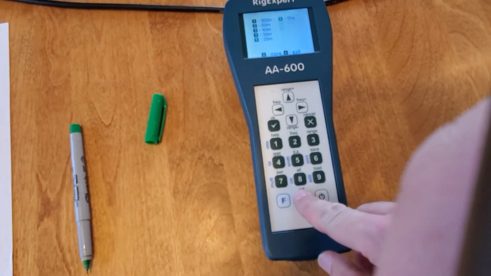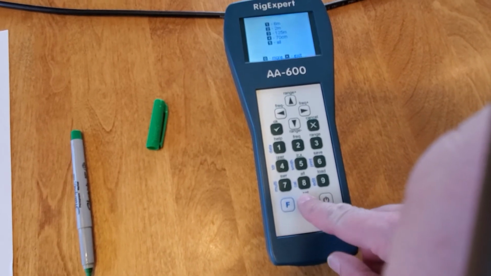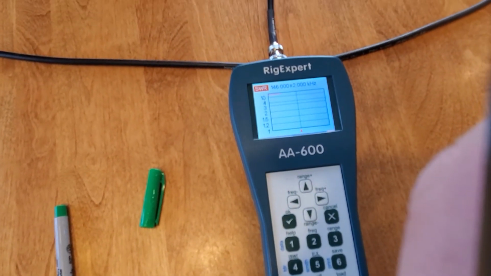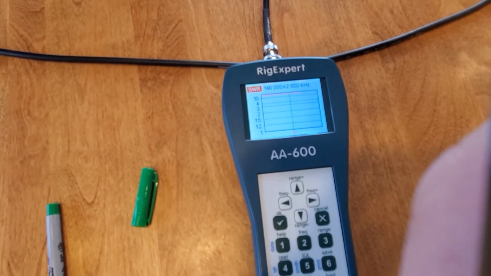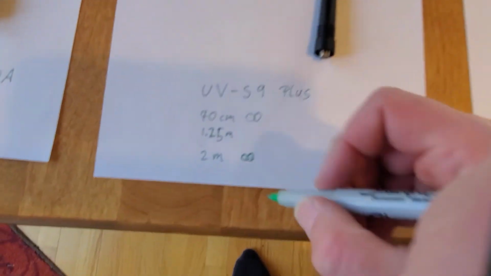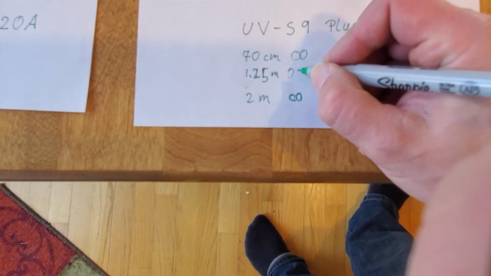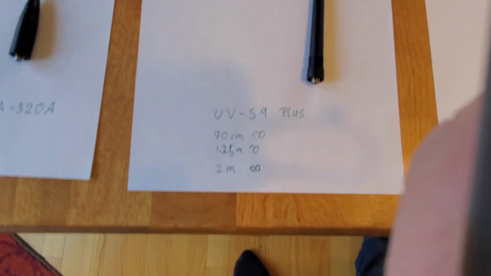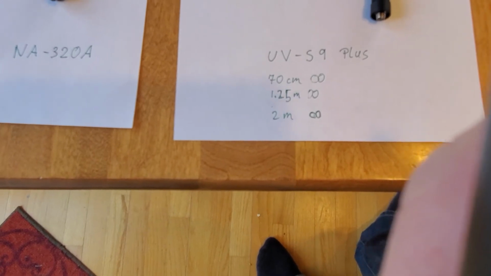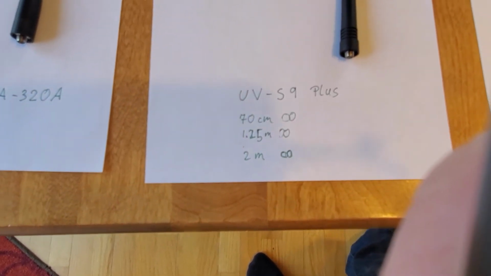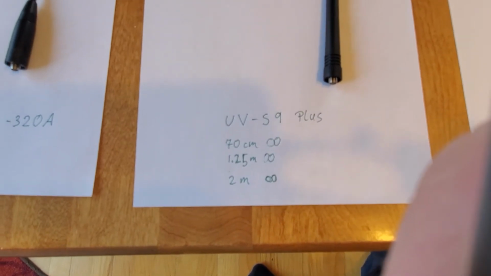Yep. And 2 meters finally. So 70 centimeters and 2 meters, we obviously did not expect good outcome, but it's supposed to be a 1.25 meter antenna, which it is not. So if you buy the UVS9 Plus, you pretty much don't have any good antennas.